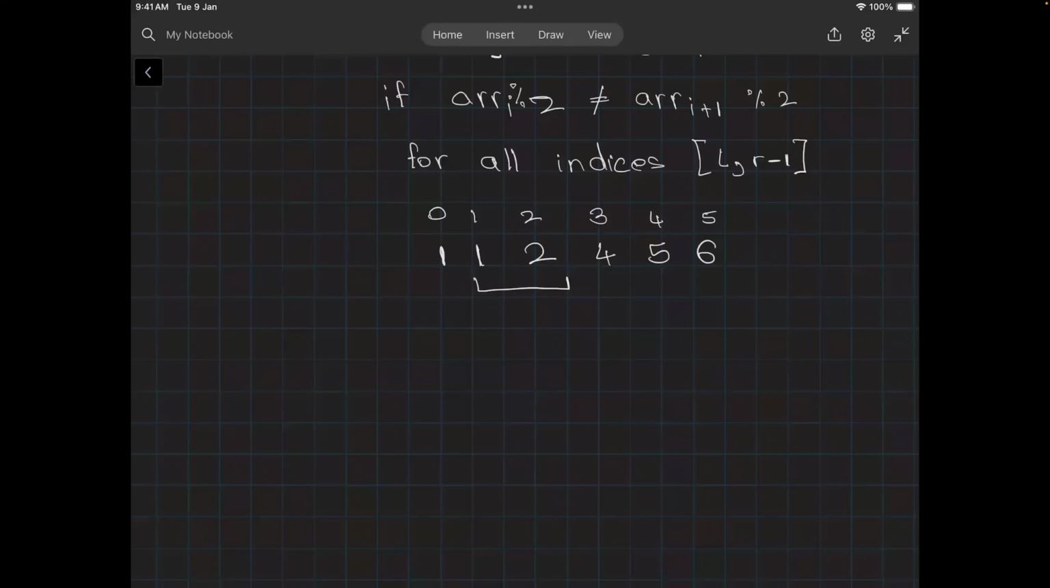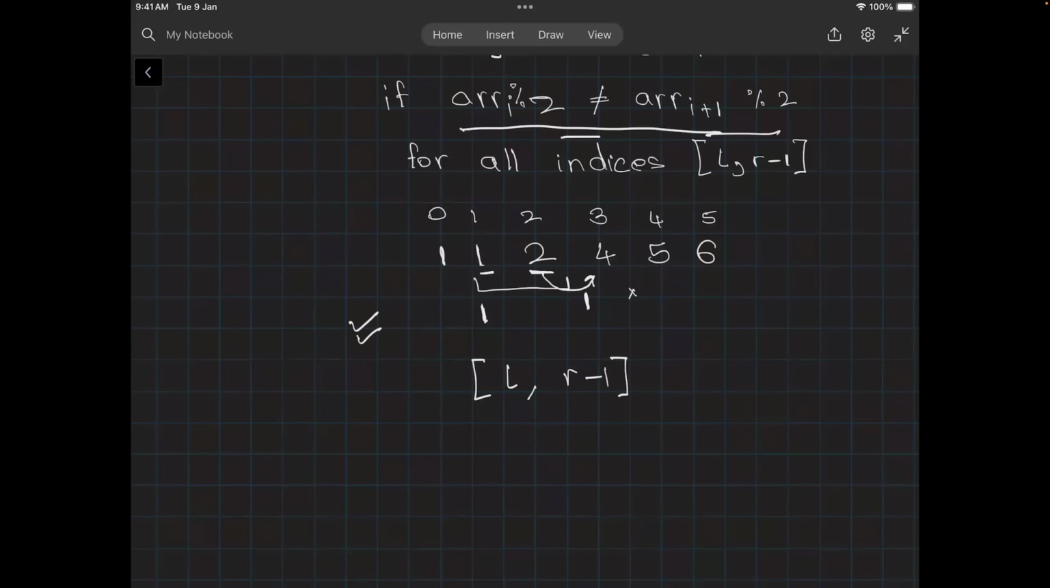Now, I am at index 1. Index 1 parity is not equal to index 2 parity, so it is fine. Now, when we are at index 2, are we going to check it with index 3's parity? No, because it is not in the range. So for this condition, that arr[i] modulo 2 is not equal to arr[i+1] modulo 2, you only need to check from the range L to R minus 1.